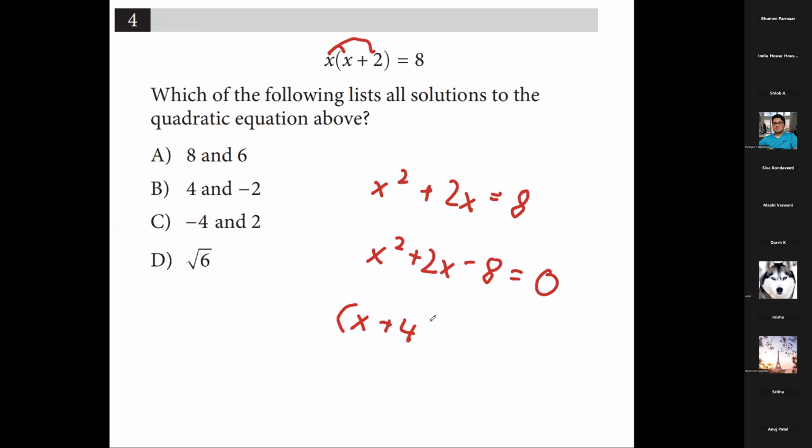And then we just have to factor this quadratic equation, which would be x plus 4 and x minus 2, because positive 4 times negative 2 is negative 8, and positive 4 minus 2 is positive 2. So all of this has to equal 0. So what does x equal? Well, x has to equal negative 4, because negative 4 plus 4 is 0, and 0 times this is 0. Or x can equal positive 2, where 2 minus 2 is 0, and 0 times this is 0. So x equals negative 4 or 2, which is answer choice C.